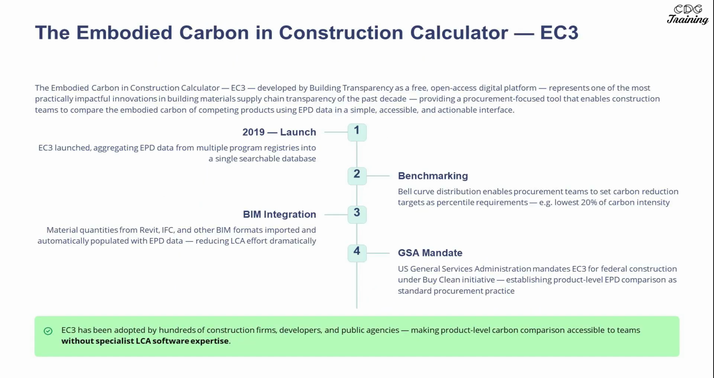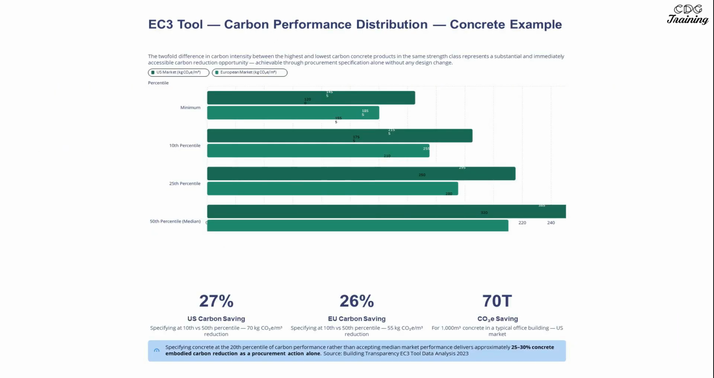The EC3 tool, launched in 2019, helps in assessing and reducing the embodied carbon in construction materials, promoting a focused approach to sustainability. The EC3 tool demonstrates significant carbon savings in construction, showcasing its effectiveness in promoting sustainable practices through precise data analysis.